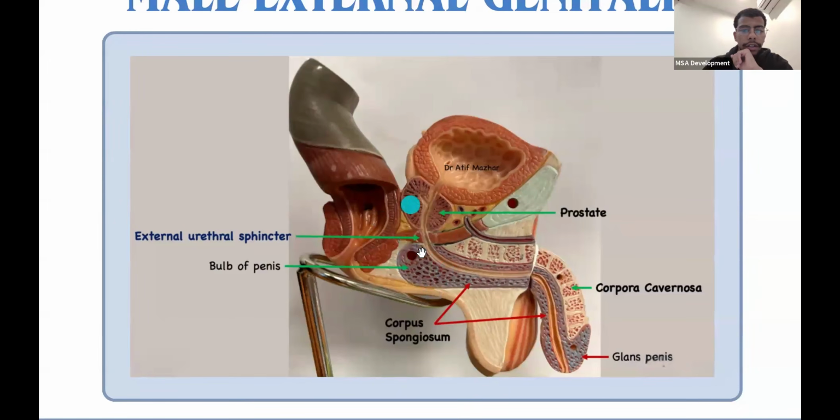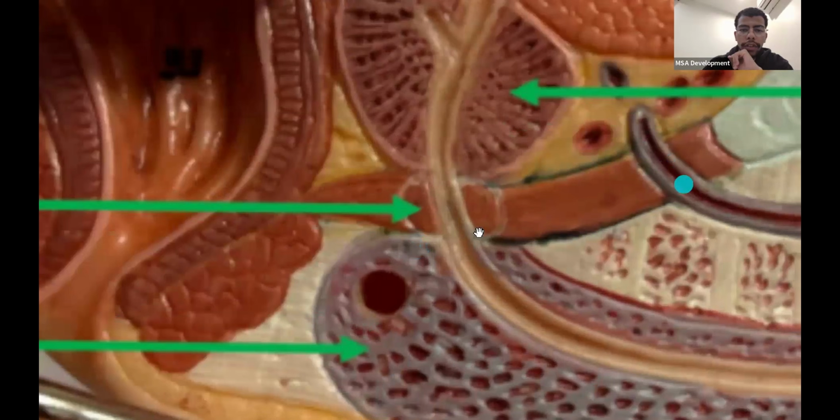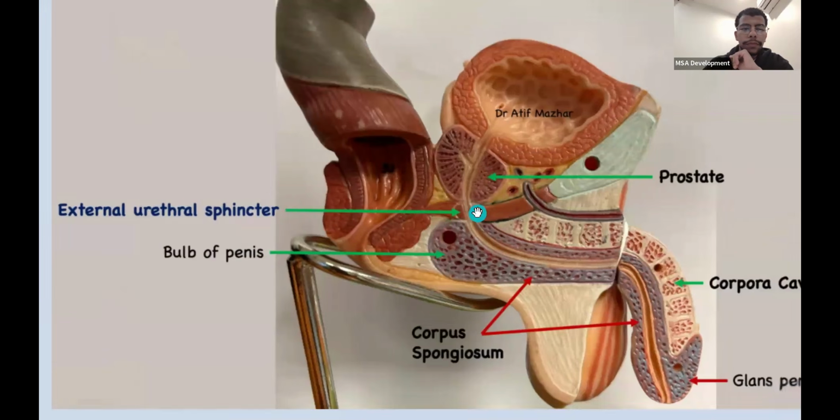And yeah, here we have, can you guys see here? Not all of this, it's only this tiny circle here that is the external urethral sphincter.